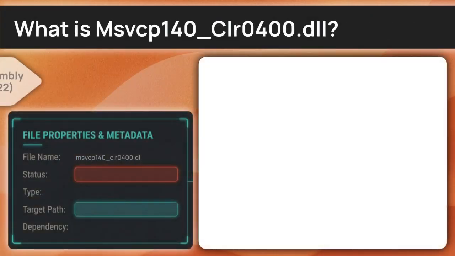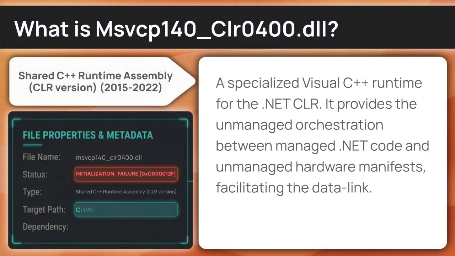This is the MSVCP 140 CLR 400, a specialized Visual C++ runtime for the .NET CLR. It provides the unmanaged orchestration between managed .NET code and unmanaged hardware manifests, facilitating the data link.